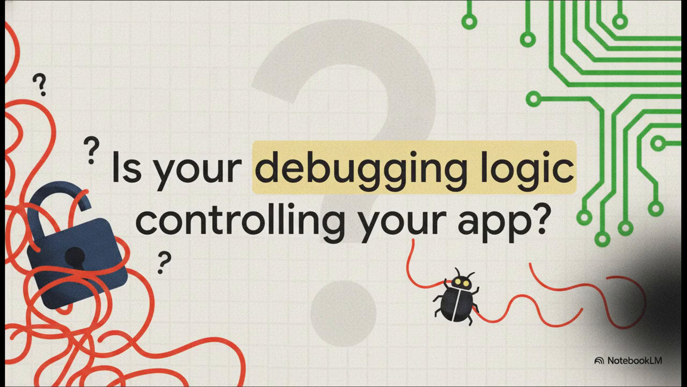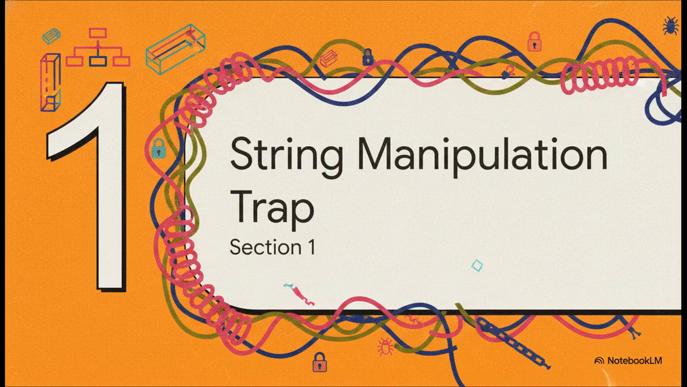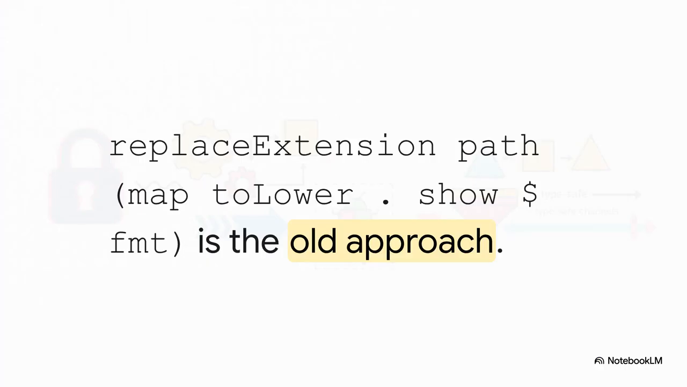Well, today we're going to see exactly how Ang caught this exact vulnerability in their codebase, and, more importantly, how they fixed it. Okay, let's dive right into this. Section 1. The string manipulation trap. To really appreciate the fix Ang pulled off here, we first got to understand the pitfall they were dealing with.